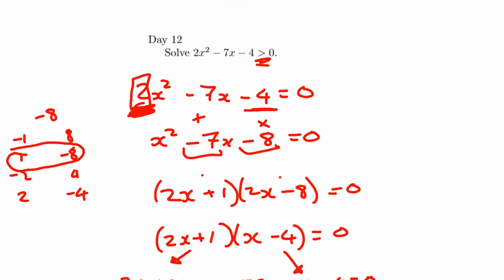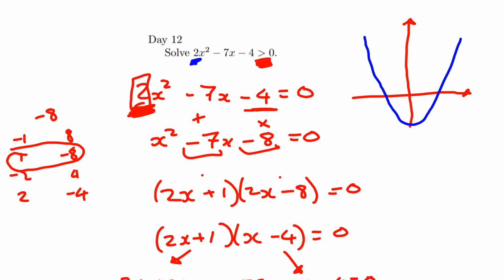However, this is an inequality. So we need to see when this graph is bigger than 0. So if we do a rough sketch of our graph, it's a positive or happy quadratic, as I call them. So it's going to be going through the x-axis like this, with a minimum point somewhere over here. Now this point is going to be negative 1/2. This point here is going to be positive 4, because that's our two solutions. That's where it crosses the x-axis.